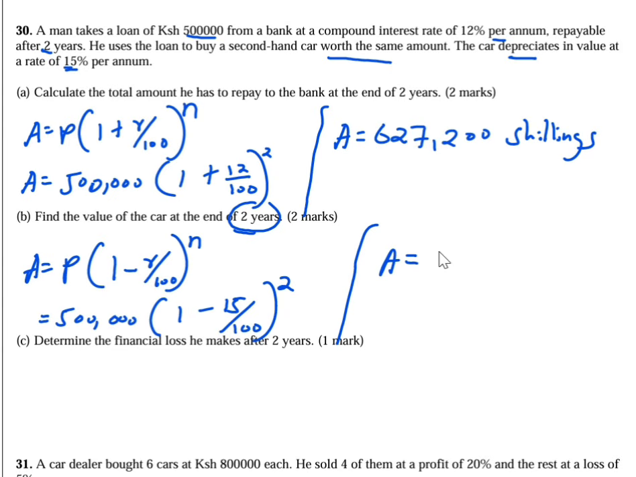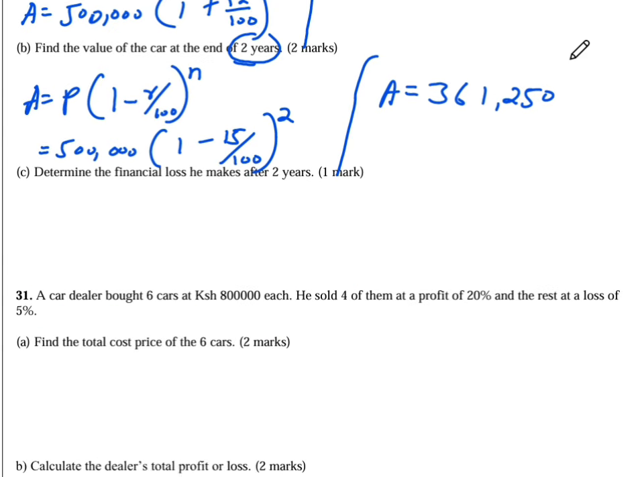So the amount is 361,250 shillings. So that is the value of the car to the end of 2 years. You can see, I know 500,000 imekuja 361, ina depreciate, haipandi. Kupanda inaitwa appreciating. Part C, determine the financial loss he makes after 2 years.